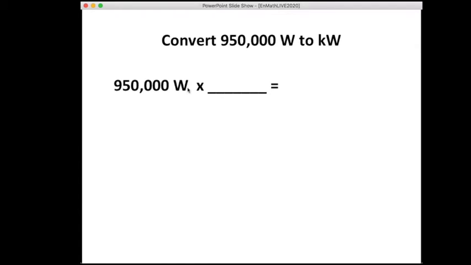But here's how we do factor labeling. All right, first step is I need to get rid of watts as my unit. To do that, I'm going to put watts on my denominator. Those now cancel, okay? Now, the unit I'm trying to get to is kilowatts. And from the metric staircase, we know that there are 1,000 watts in 1 kilowatt.